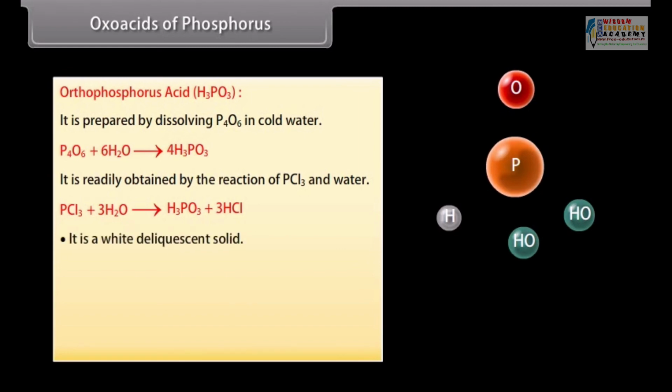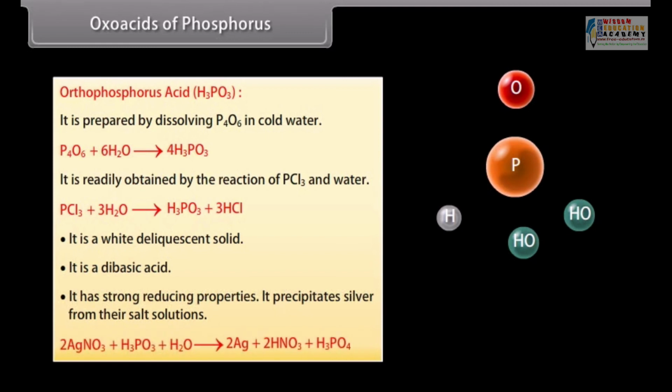It is a white deliquescent solid. It is a dibasic acid. It has strong reducing properties. It precipitates silver from its salt solutions.